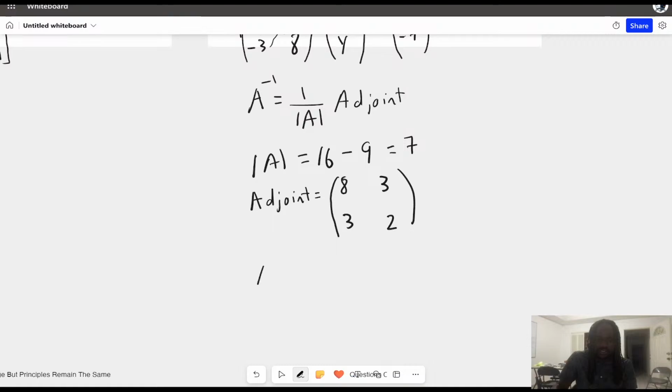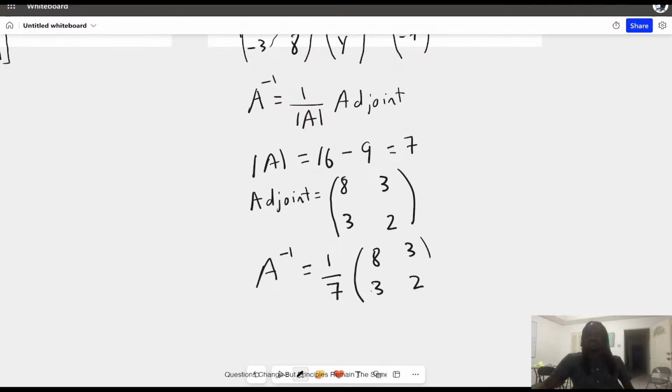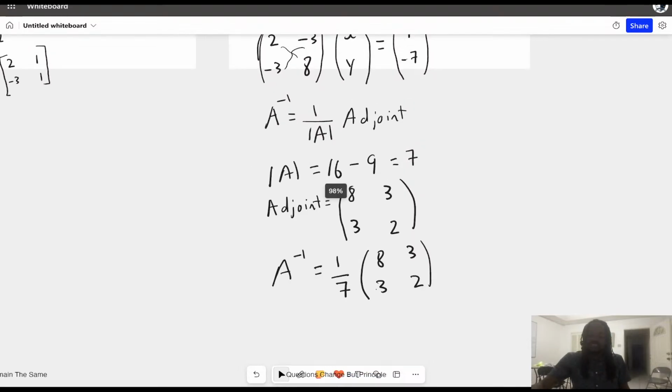So therefore, what's my inverse here now? The inverse equals 1 over 7, and I multiply this by my adjoint, 8, 3, 3, 2.